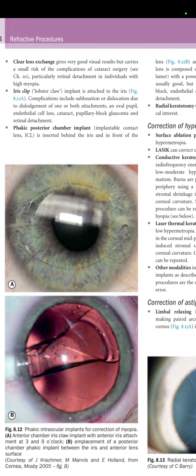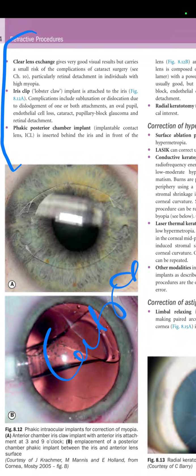Iris clips. The lobster claw implant is attached to the iris. Complications include subluxation or dislocation due to dislodgement of one or both attachments, oval pupil, endothelial cell loss, cataract, pupillary block, glaucoma, and retinal detachment. So these are the intraocular procedures.